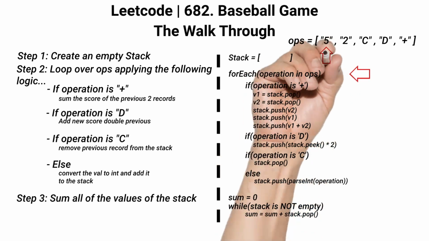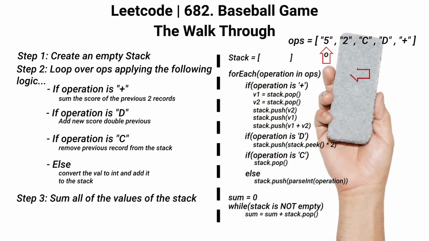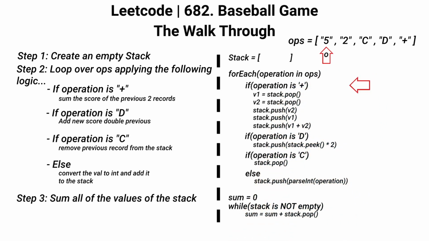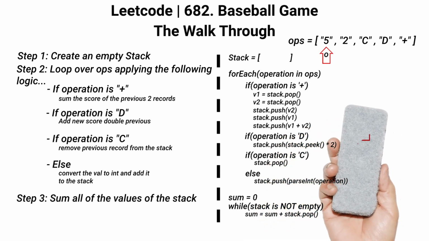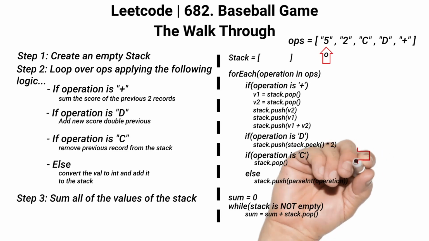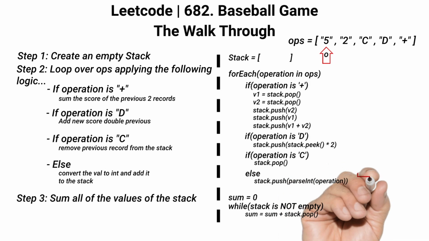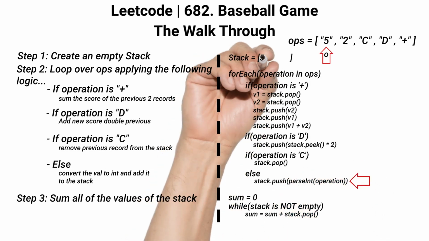So let's start. The operation is equal to 5. So this if condition is not true. Operation is not equal to plus. Operation is not equal to D. Operation is not equal to C. So we pass the operation, which is 5, and add 5 to the stack.